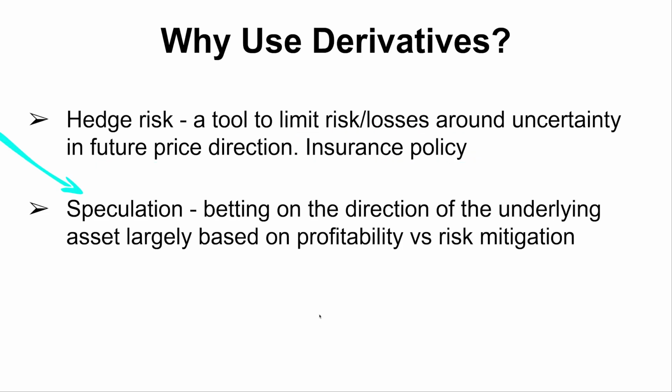The second would be speculation. This is betting on the direction of the underlying asset. Remember, it's key to grasp what the underlying asset is. So let's take a market index, the S&P 500. A derivative, in this case, would be a way for us to speculate or bet on the direction of the S&P 500. This is more a profitability-based strategy versus risk mitigation. Risk mitigation is a fancy term, but it's thrown around a lot and you might encounter it in your trading career. Simply put, it's just a way of saying, how do I limit my risk or exposure to this asset?